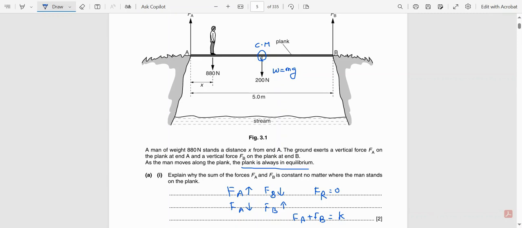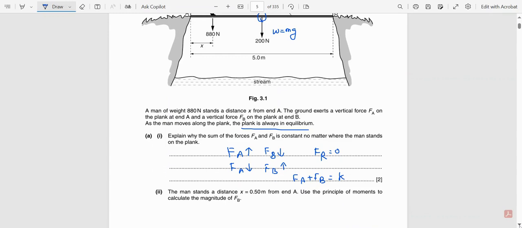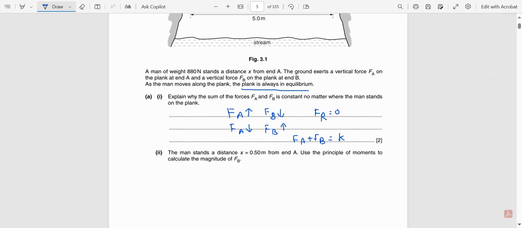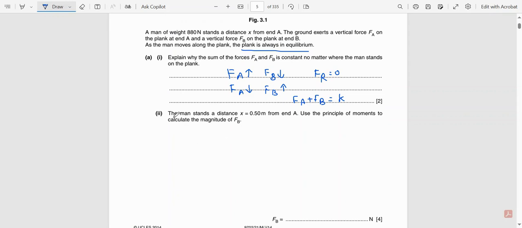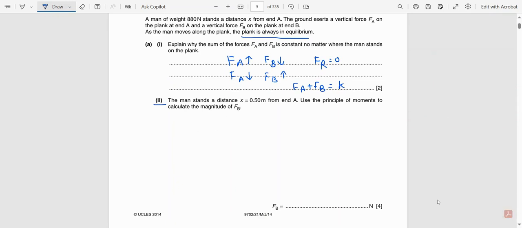So what is the meaning of equilibrium? The resultant force should be zero, and the clockwise moments and the anti-clockwise moments should be equal. That is the equilibrium condition. Okay, even now we are not in the interesting part. We are going to solve the second part, and we are going to get some excitement here. Trust me.